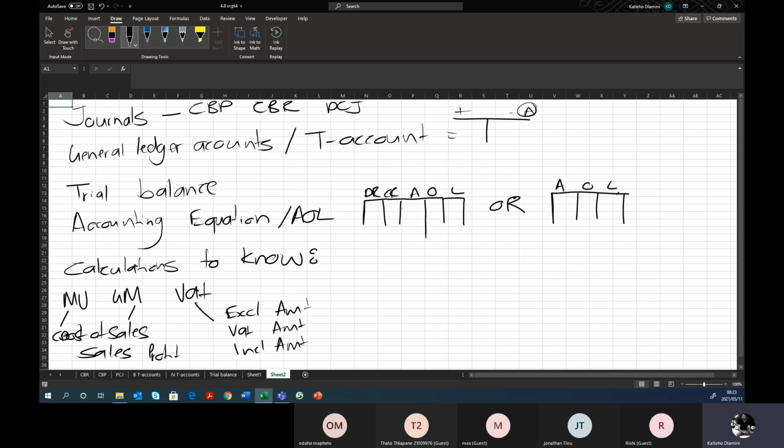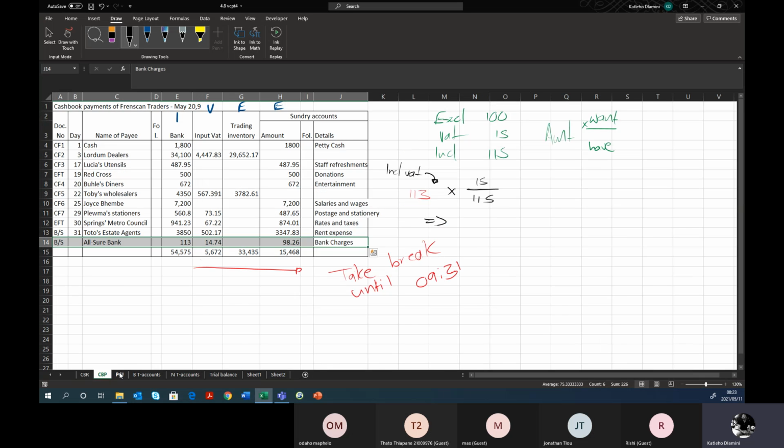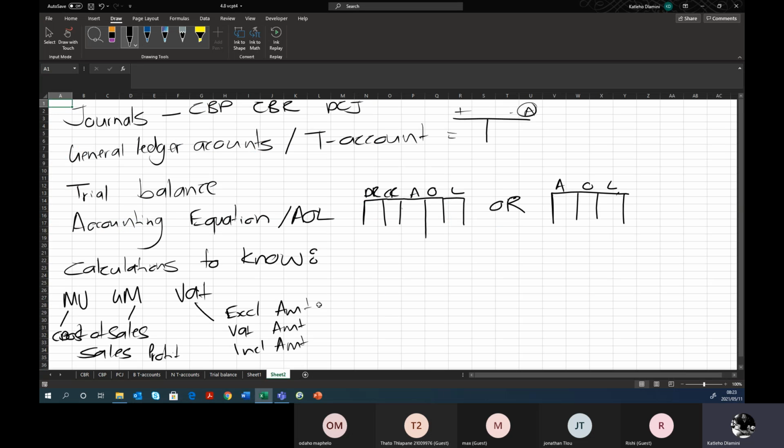So then you need to know where to take the amounts. So I wrote you a guide over here. You see the I here, and I explained where you put your inclusive amounts, where you put your VAT amounts, where you put the exclusive amounts. It's very important that you know where to put which amount. And it's also very important to know which amount you have, okay?